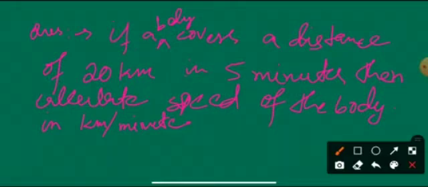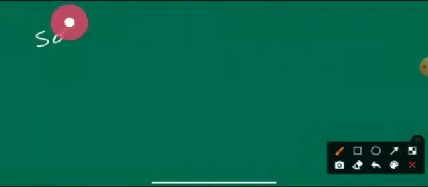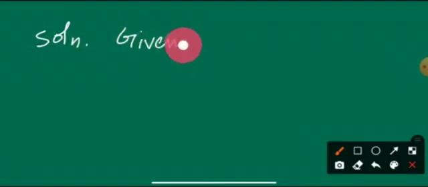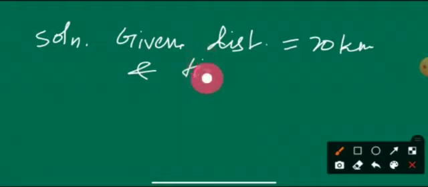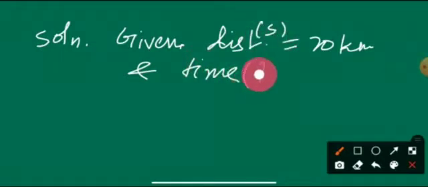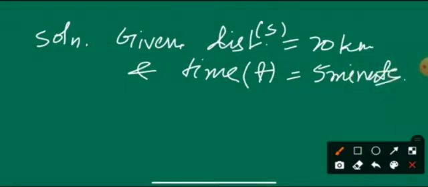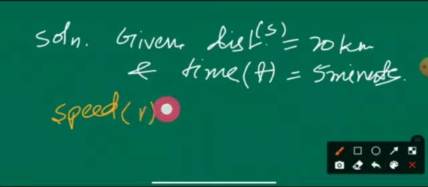Let us solve this question. Given: distance traveled by the body is equal to 20 km, and time taken, what is the symbol of distance? S, and the symbol of time is T. Time taken by the body is equal to 5 minutes. Then speed of the body: speed is generally denoted by v, or velocity is also denoted by v. In further classes we will know when speed or velocity is denoted by v or u. Let us first solve this question.